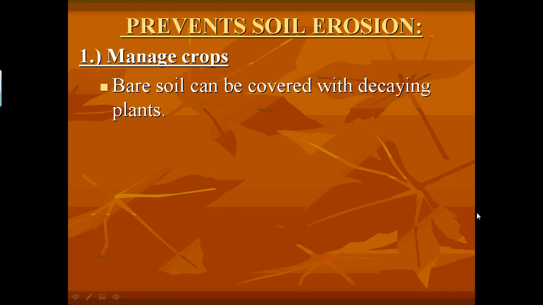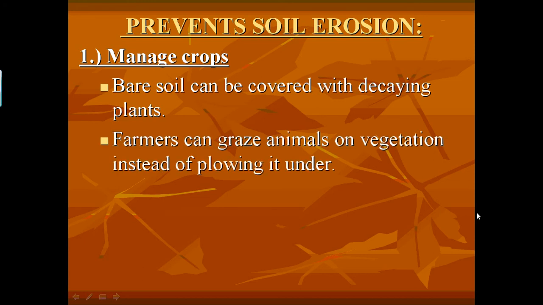Bare soil can be covered with decaying plants to help keep that soil in place. Farmers can graze animals on vegetation instead of plowing the vegetation under. So that way the roots are still kind of staying in place to hold that soil there.